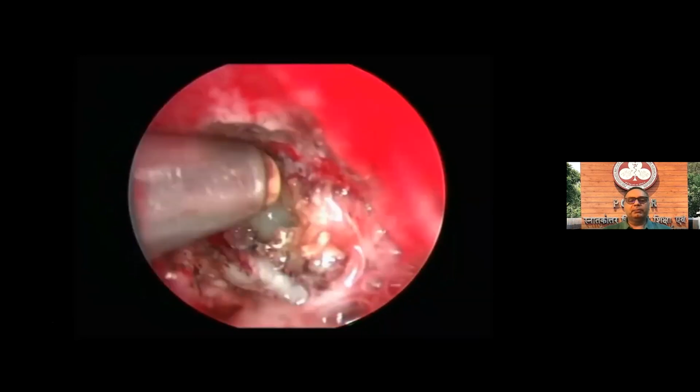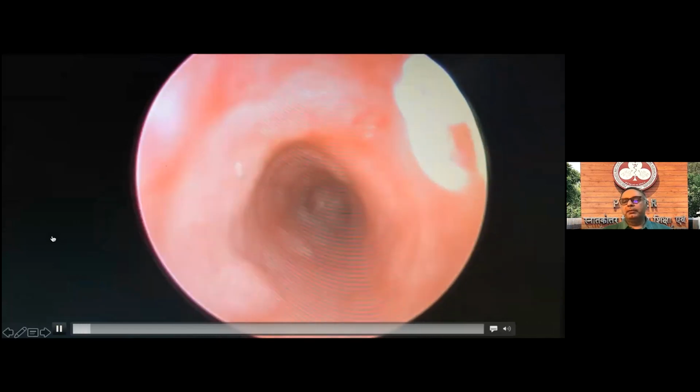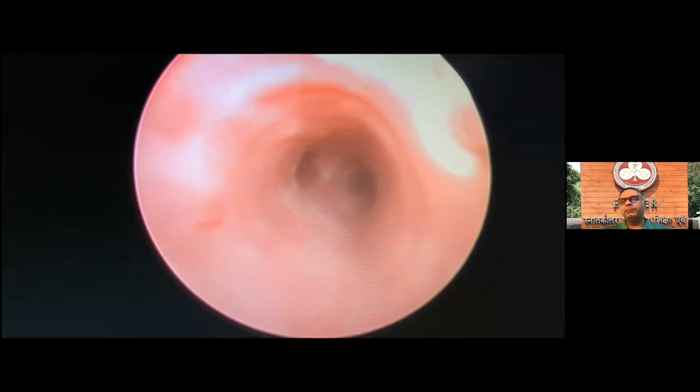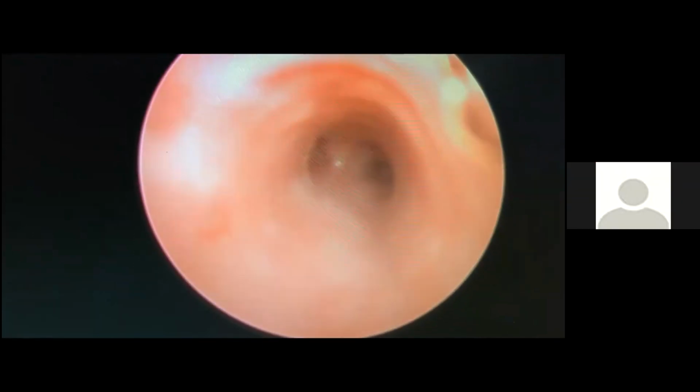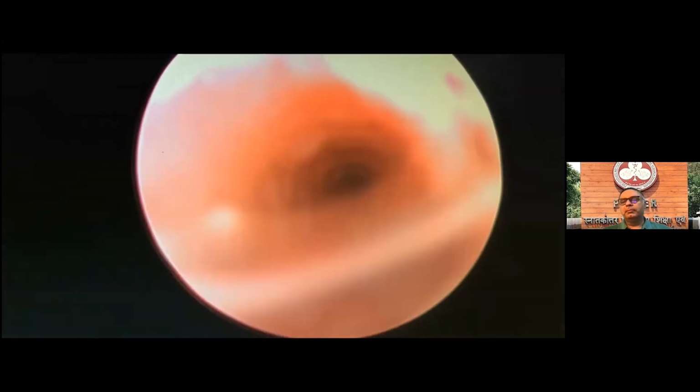This is a post-operative video of the same patient. This is a month post-operatively, 6 weeks post-operatively. And you can see the unhealthy mucosa. You can still see the whitish patches which are there, but the disease has been cleared completely. So this is the endoscope going up. And the patient was disease-free.